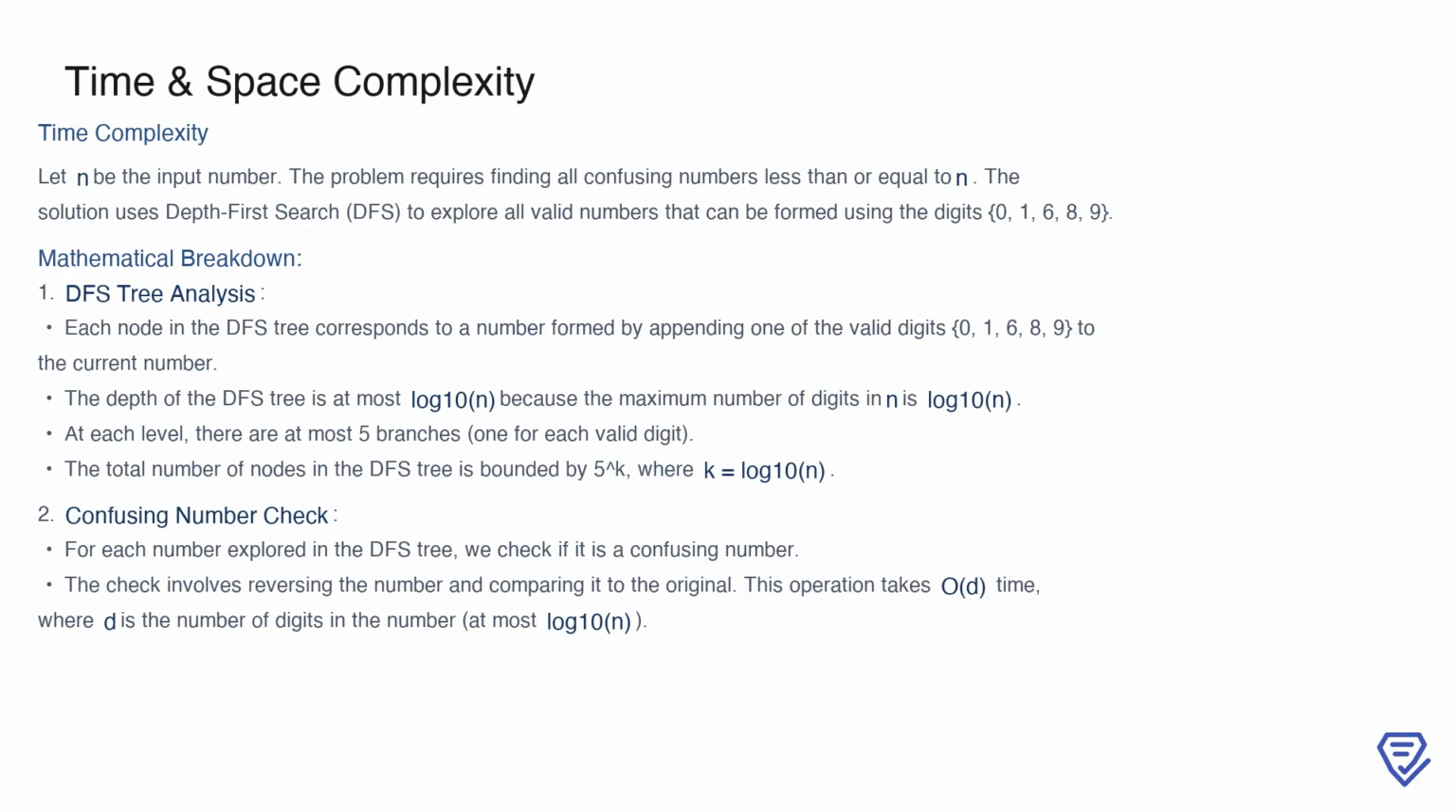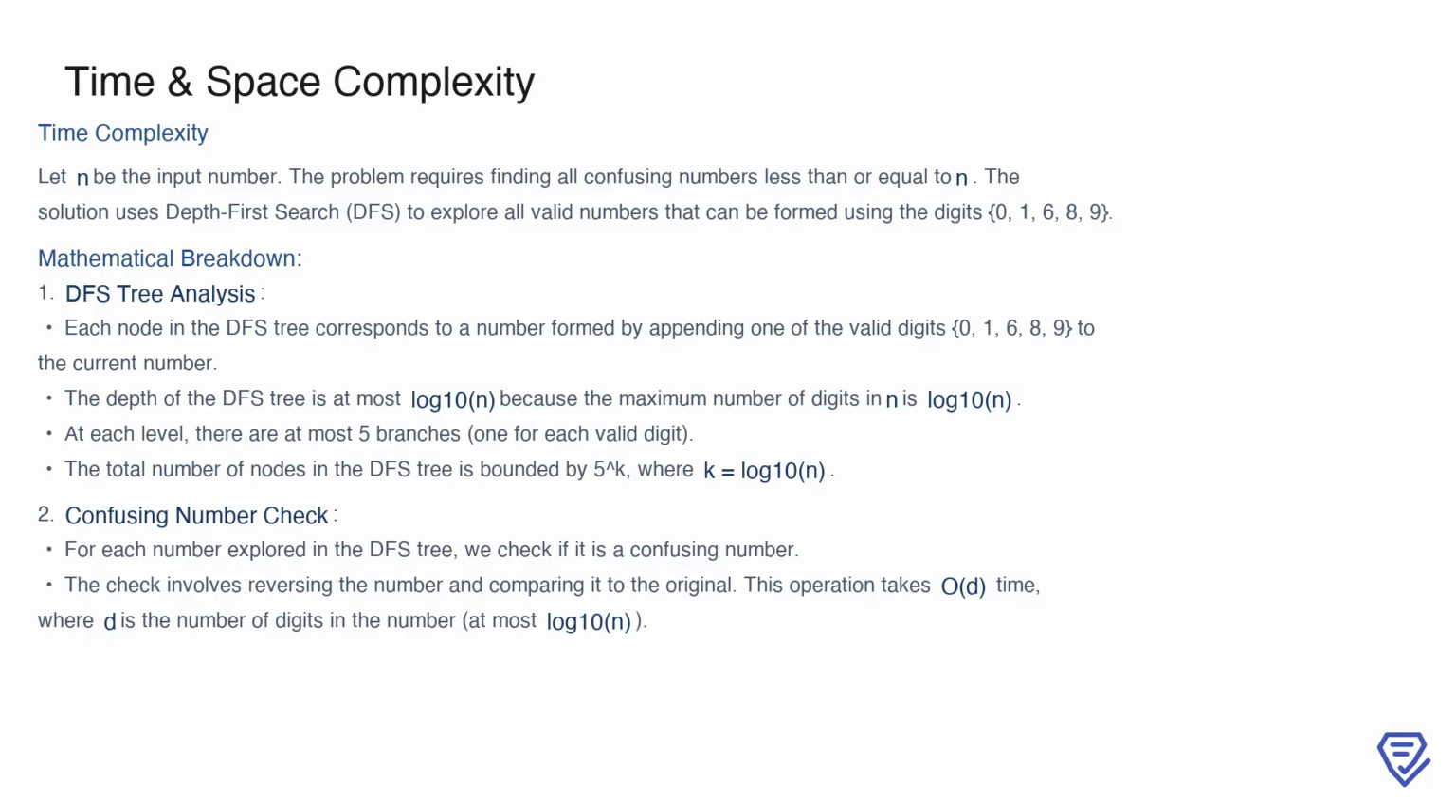In this problem, we are tasked with finding all confusing numbers less than or equal to a given input, n. To solve this efficiently, we use depth-first search, or DFS, to systematically explore all valid numbers that can be formed using the digits 0, 1, 6, 8, and 9.